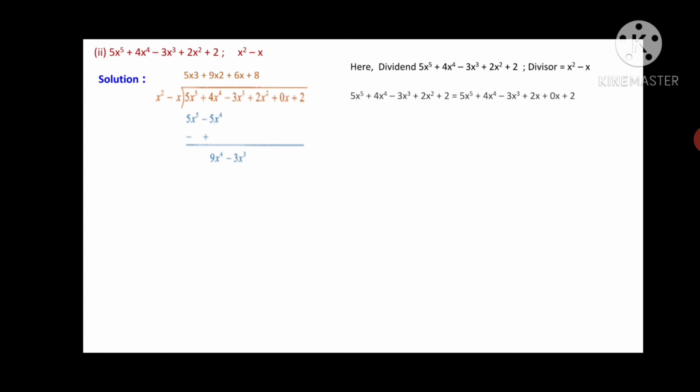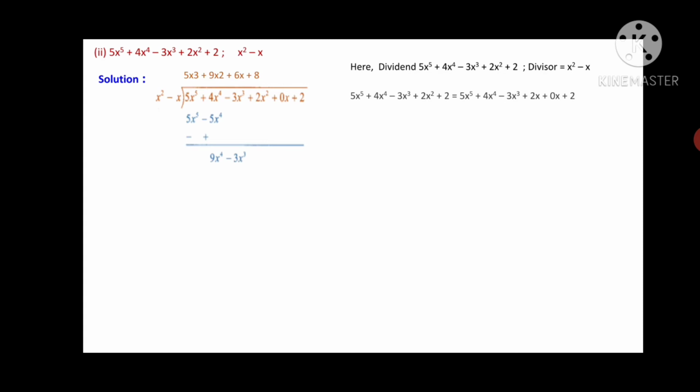So 5x raised to 5 minus 5x raised to 5 get cancelled. And the second term 4x raised to 4 minus 5x raised to 4. Here minus 5x raised to 4, after changing the sign it will become plus. So 5 plus 4 is 9x raised to 4, minus 3x cube from the dividend. So now 9x raised to 4 divided by x square gives you 9x square.